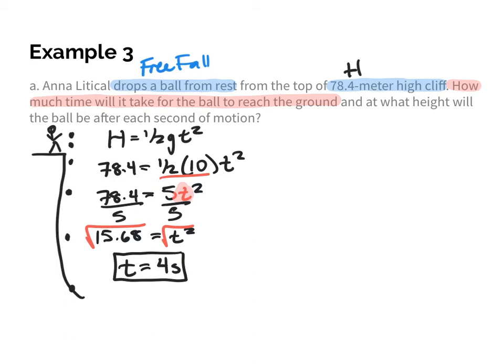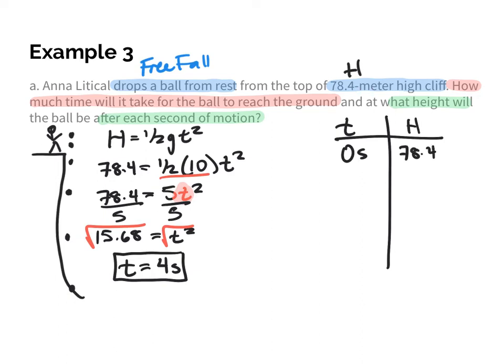Okay. Now, the next question says, what height will it be at each of those individual seconds? So what height will it be at each second of its motion? So understand if it's in the air for about 4 seconds, we'll just make a little table here. So we'll say time and we'll say height. So I know that at 0 seconds, it's going to start off at 78.4 meters. We know that at 4 seconds, it's going to be at 0 meters because that's when it hits the ground. So we want to know when it's going to be at 1 second, 2 seconds, and 3 seconds.